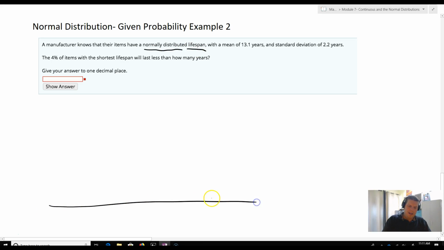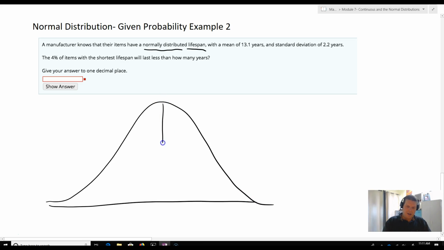So, I'm going to draw my normal distribution graph. On my graph, in the middle is my mean, mu equals 13.1 years, and I'm going to have my sigma equal to 2.2 years. Now, I want to know the 4% of items with the shortest lifespan.